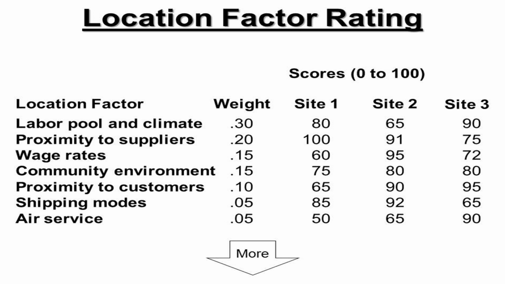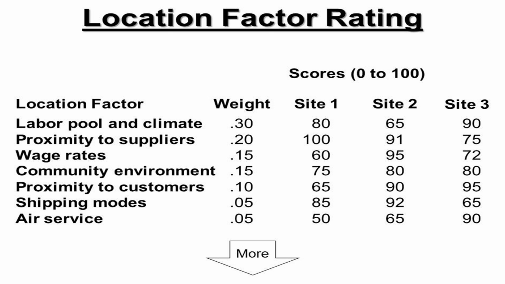Let's say you have three different sites that you have narrowed down your choices to, site 1, site 2, site 3, and you have decided the factors which are critical for locating these facilities are labor pool and labor climate, proximity to supplier, wage rate, and so on. And you have to come up with weights, what weights you want to assign to these factors. And in this example, the weights are 0.3, 0.2, 0.15, and so on, and all the weights add up to 1.